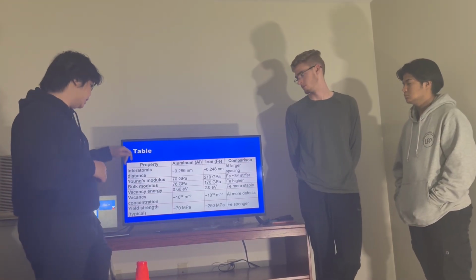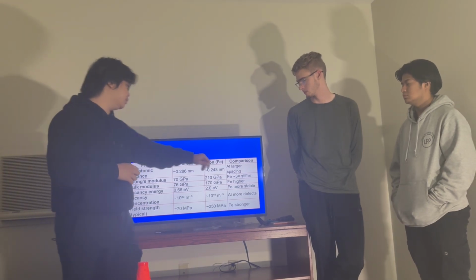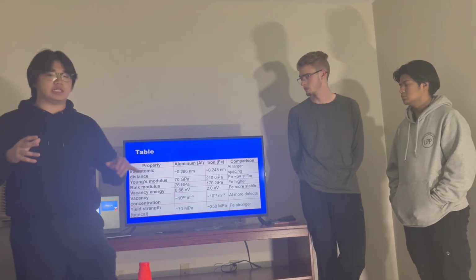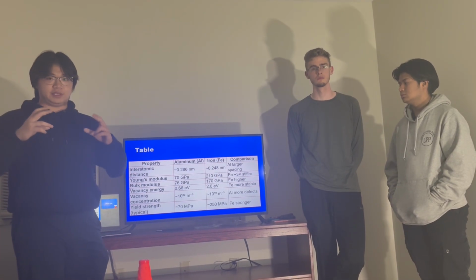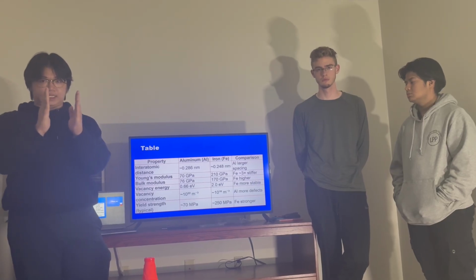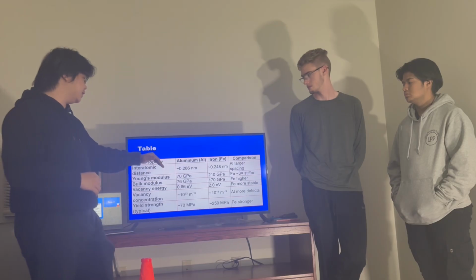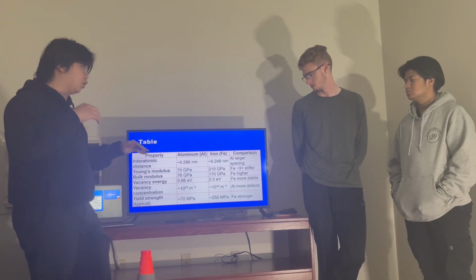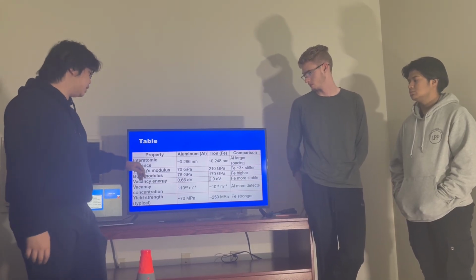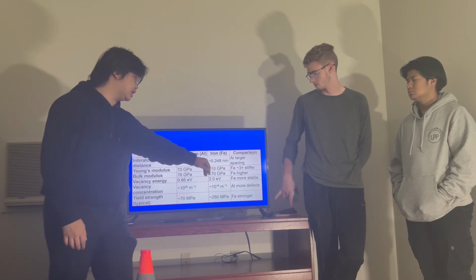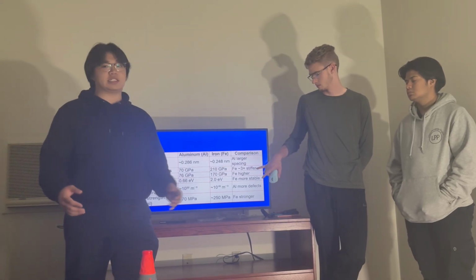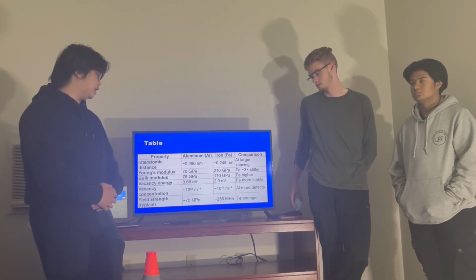And in this scenario, interatomic distance, because aluminum has a larger spacing, that's what's going to let it have more flexibility. If you have two pieces like this, you can shake it around a lot, but if you have this, they're all going to be stiff. So that's one of the reasons why aluminum is going to be more flexible. Young's modulus, since aluminum has a lower Young's modulus, that's how you can tell iron is going to be a lot more stiff than aluminum.